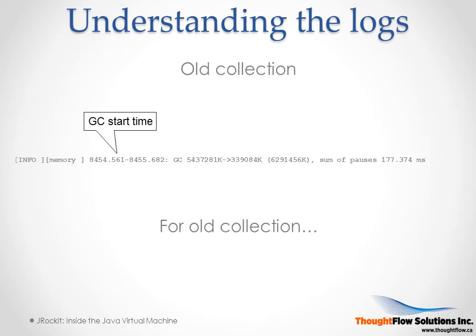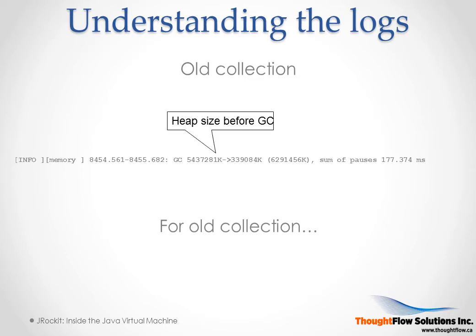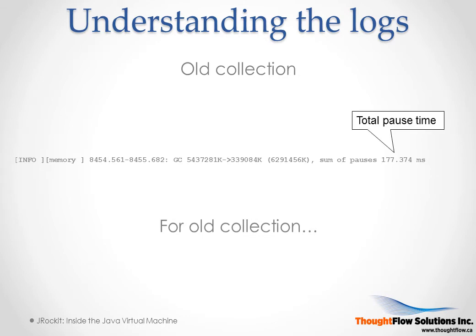For the old collection, we have something that is similar. Again, we have the start time, the end time, the size of the heap before and after, the total heap size that was allocated, and the sum of pauses again. Not the time of the garbage collection, but the actual pause time.